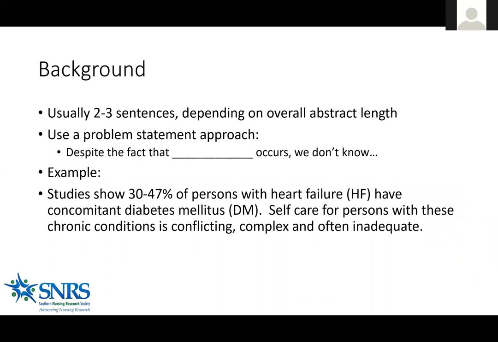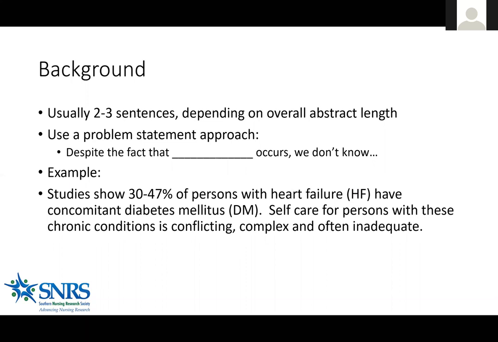So the next section is the background sentence. It's generally about 2 to 3 sentences, depending on the overall abstract length that you're allowed to submit. You need to use a problem statement approach to really give it a punch. So despite the fact that this occurs, we don't know this, or we need to know this. So an example would be, studies show that 30 to 47% of persons with heart failure have concomitant diabetes mellitus. Self-care for persons with these chronic conditions is conflicting, complex, and often inadequate.